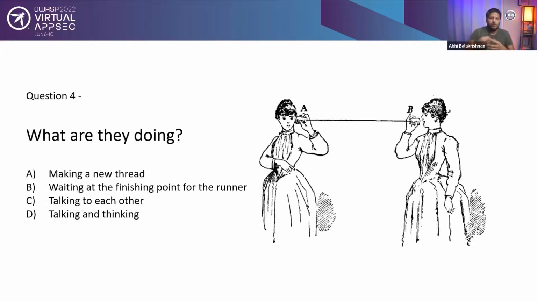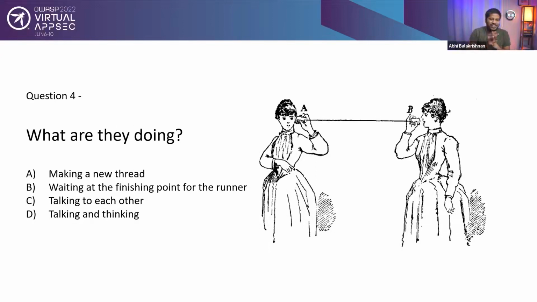Now, fourth question, what are these 2 people doing? You have 4 options. A, they are making a new thread. B, they are waiting at the finishing point for a runner. So there is a marathon or sprint happening, and they're waiting at the finishing line so that somebody can hit those ribbon or thread, right? Third option is C, they are talking to each other. Fourth option is D, they are talking and thinking.